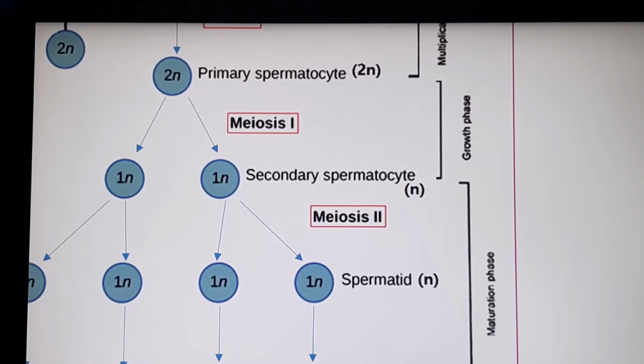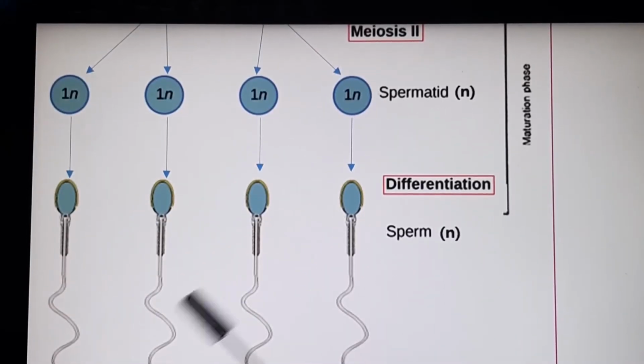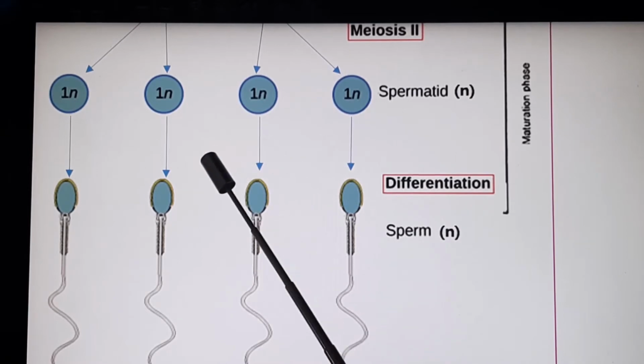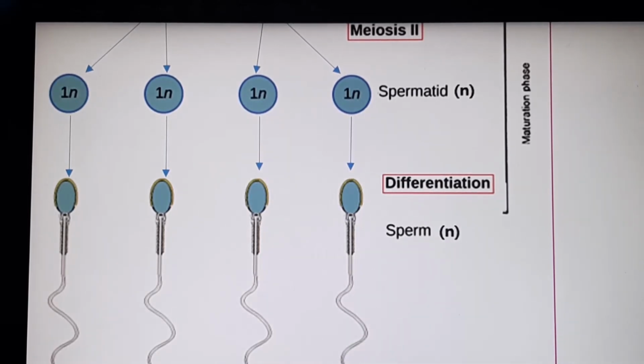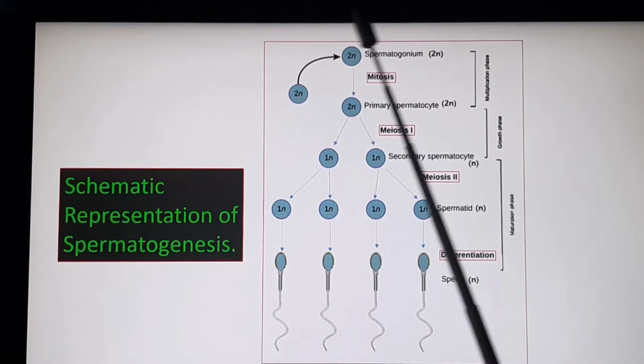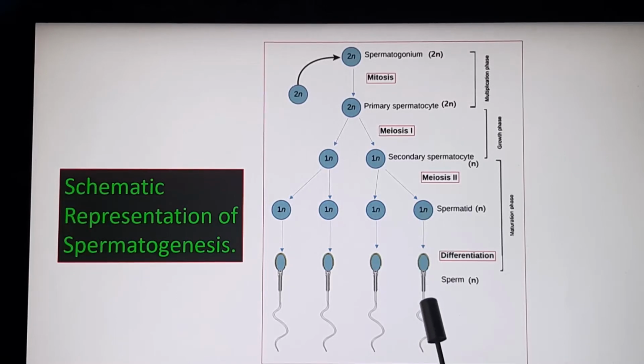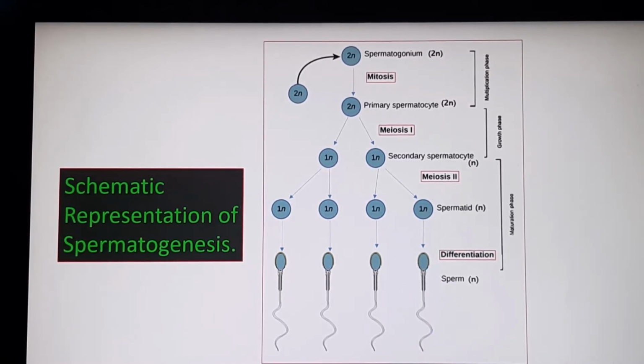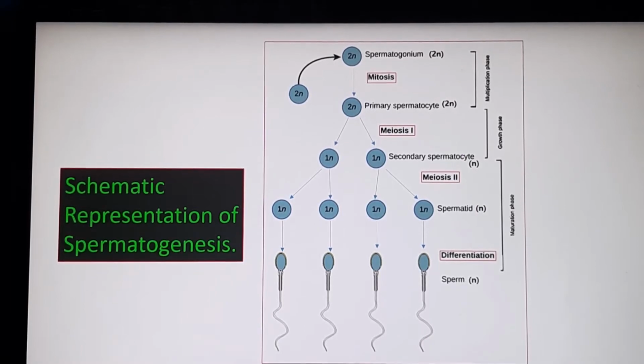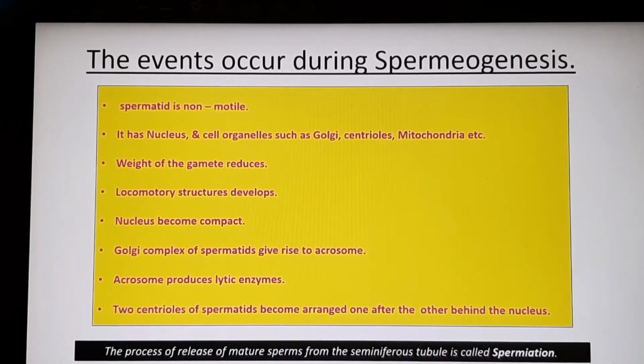Now the maturation phase: from the secondary spermatocytes, formation by meiotic division, meiosis II, forming the spermatids, and transformation of the spermatids to sperm by a process called spermiogenesis. The entire process is known as spermatogenesis, whereas the transformation of spermatids to spermatozoa is known as spermiogenesis. Now let us see what events occur during spermiogenesis.